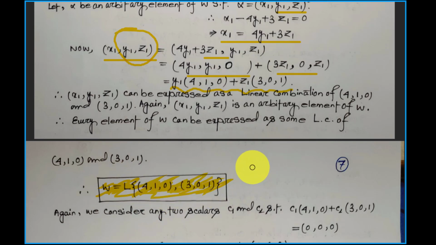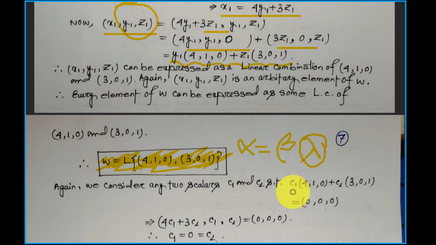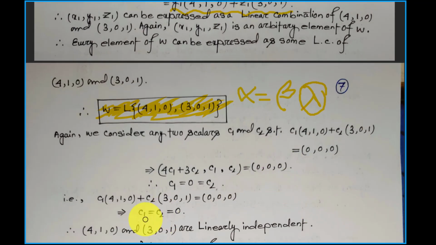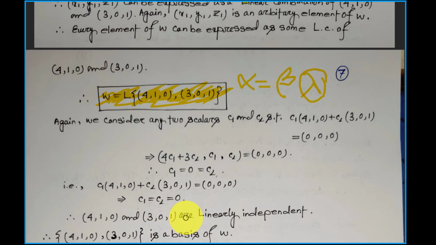We know that for two elements alpha and beta, if they are linearly dependent, then there must be a non-zero scalar lambda such that alpha equals lambda times beta. And if alpha and beta are linearly independent, no such lambda exists. To verify, we consider two scalars C1 and C2 such that C1 times (4, 1, 0) plus C2 times (3, 0, 1) equals (0, 0, 0). Then after simplification, we get C1 equals C2 equals 0. So this is the condition of linear independence. In other words, (4, 1, 0) and (3, 0, 1) are linearly independent.